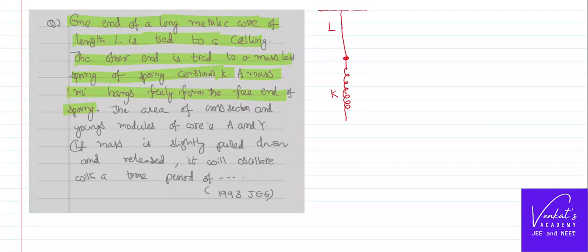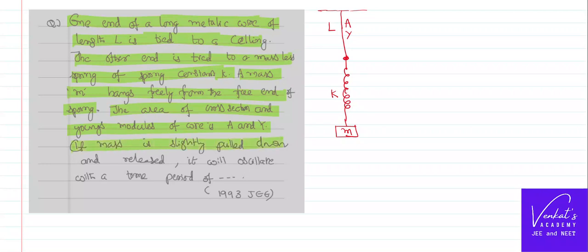So I can continue this further. Here a mass M is attached at the free end. The area of cross section and Young's modulus of the wire are A and Y. So this wire has area of cross section A, and Young's modulus is Y.